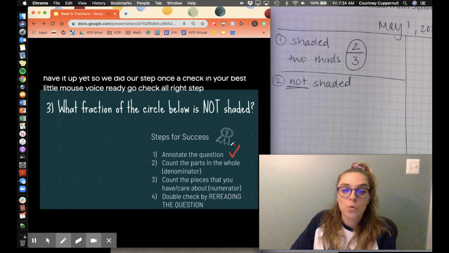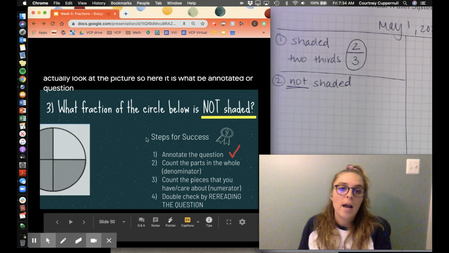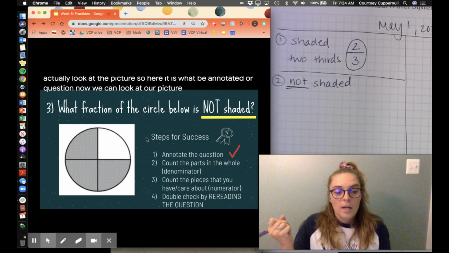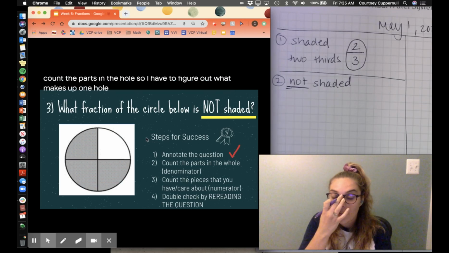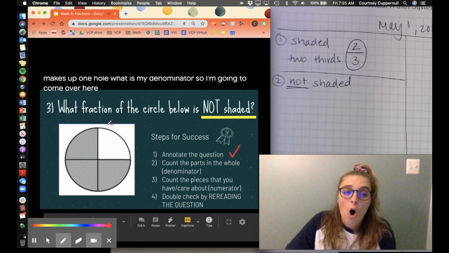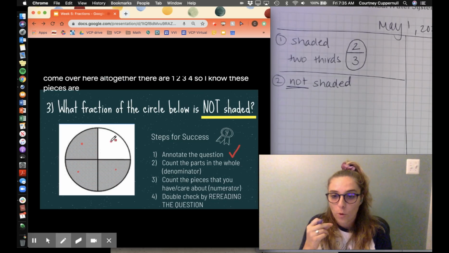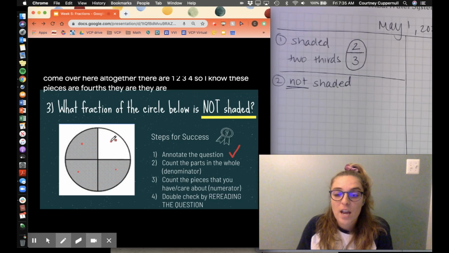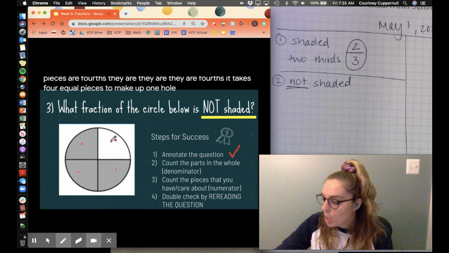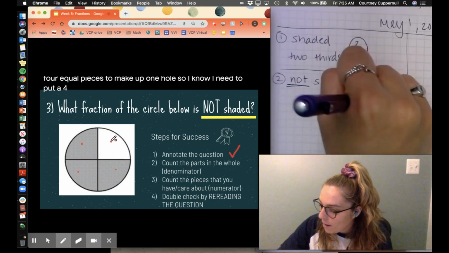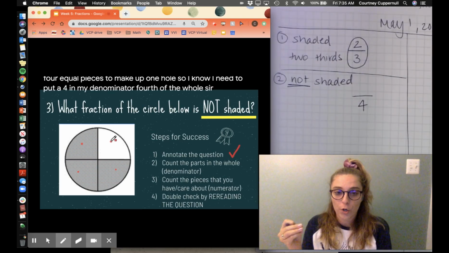All right, step 2. Now we can actually look at the picture. So here it is. Well, we annotated our question. Now we can look at our picture. Now we need to count the parts in the whole. So I have to figure out what makes up one whole. What is my denominator? So I'm going to come over here. All together, there are 1, 2, 3, 4. So I know these pieces are fourths. It takes 4 equal pieces to make up one whole. So I know I need to put a 4 in my denominator. Each of these pieces is a fourth of the whole circle.